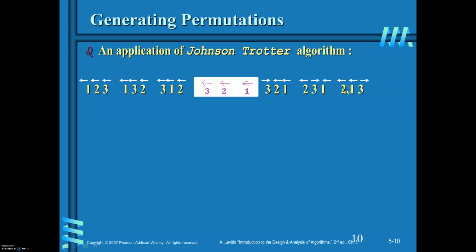Look at here. 2 is not pointing to any element and 3 is also not pointing to any element, but 1 is pointing to 2, which is larger than 1, so this cannot be a mobile integer. So the control will come out of the loop because there does not exist any mobile integer. So like this, the Johnson-Trotter algorithm will work.